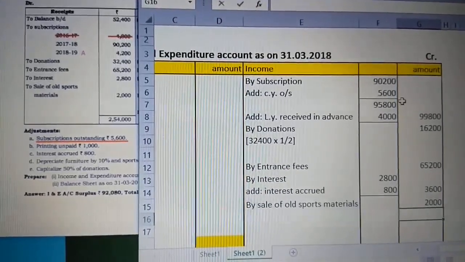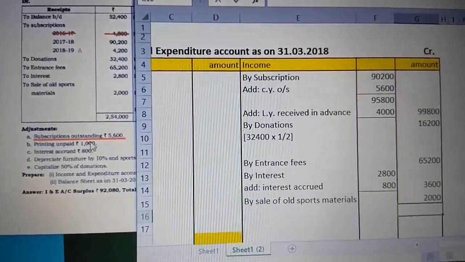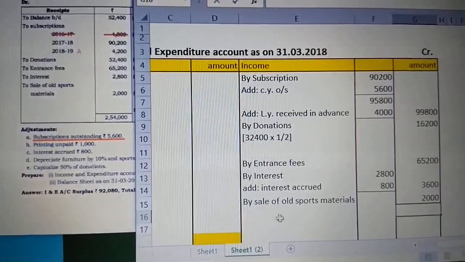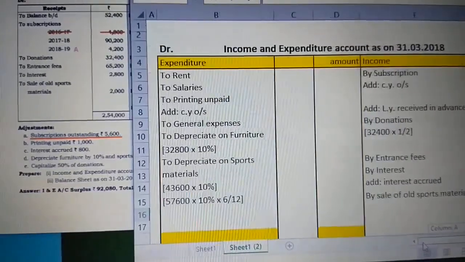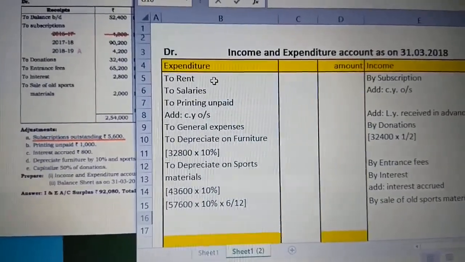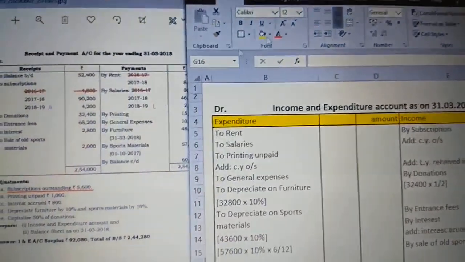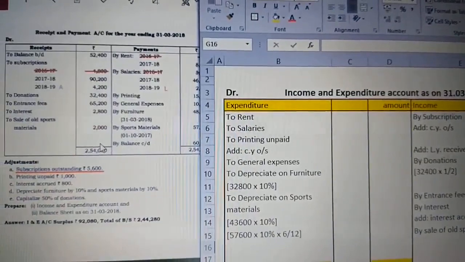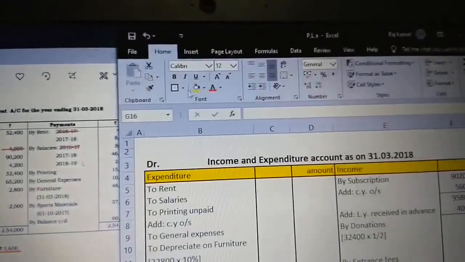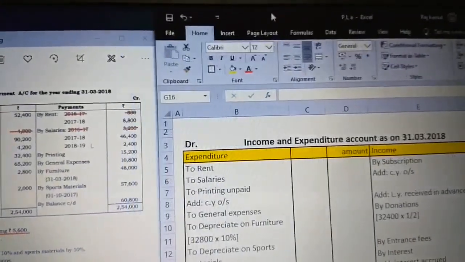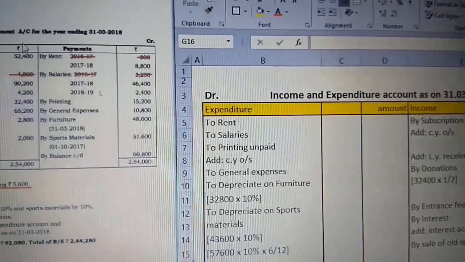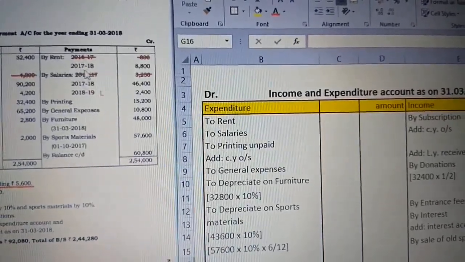Now I've completed the income side, because all the rest left out is going to be on the expenditure. Now let us move on to the expenditure side. Now just observe, going for the expenditure side, we need to take up the rent first. Current year, only current year.